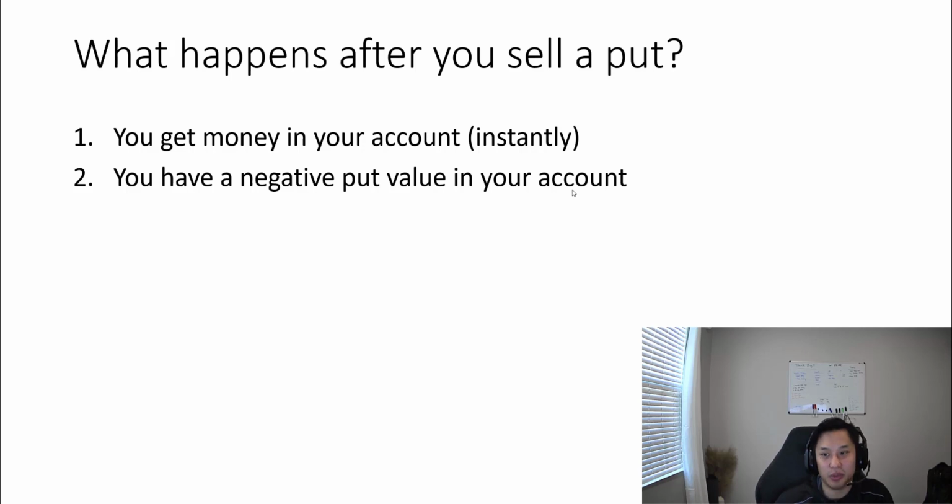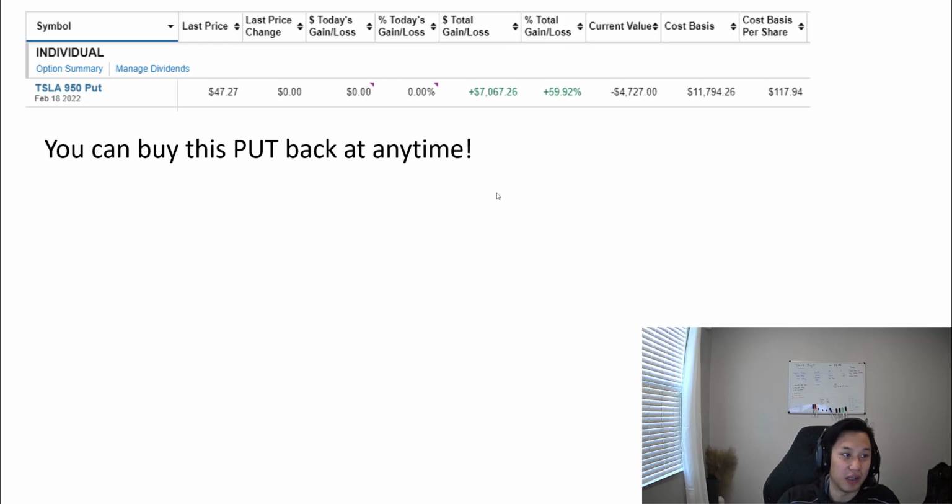what happens when you actually sell a put? It's probably confusing if you've never done it before. So what happens when you sell a put is you get that premium in your account instantly, right? And then you have this put also on your account, and that has a negative value. So I'll do a screenshot of a put I have in my account right now. If we were to read this, you can see that this was a 950 put, okay? So that's the strike price, 950. The expiration date is February 18th, 2022. And the premium that I got from it was $11,794, right? That's how much money I got from selling this put some time ago, okay?